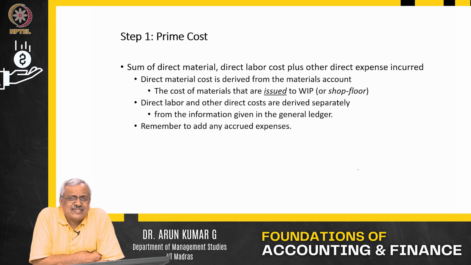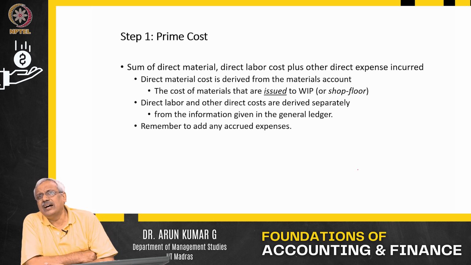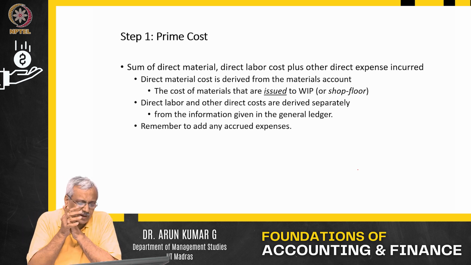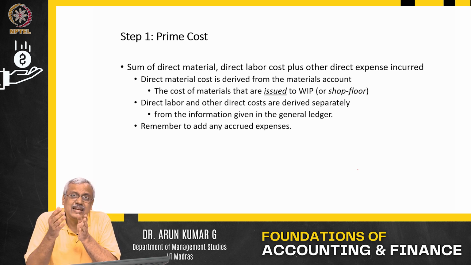What is the prime cost? I have tried to explain the same thing in the form of a slide. It is just the sum of direct material, direct labor cost plus other direct expenditure if incurred. Direct material is derived from the material account, that is the cost of material that is issued to the shop floor. Direct labor is the cost that is incurred in converting the raw material to the next process, finished good, that is directly traceable.